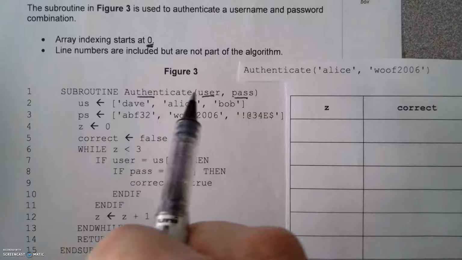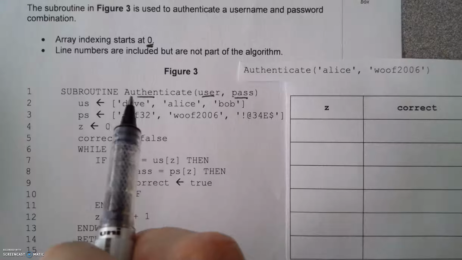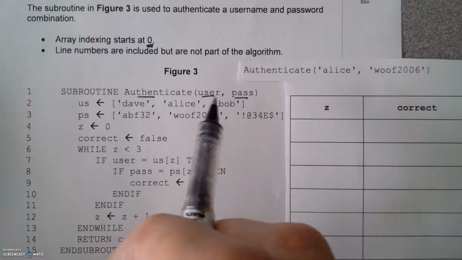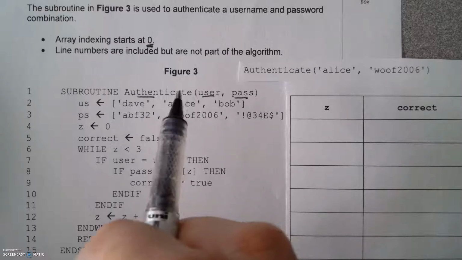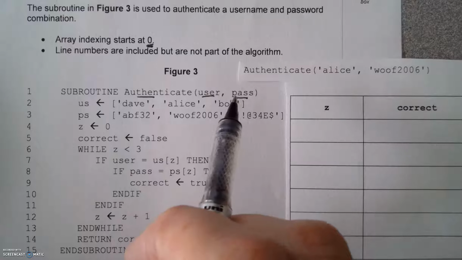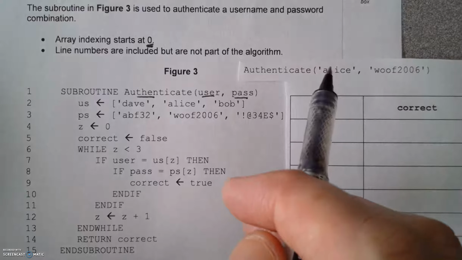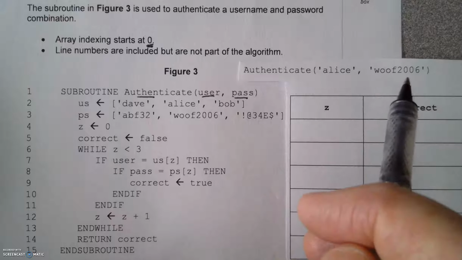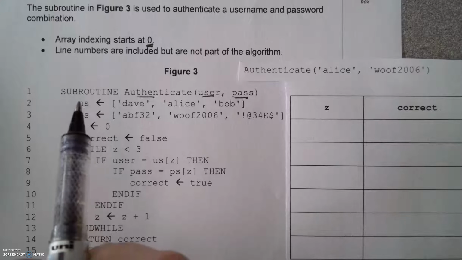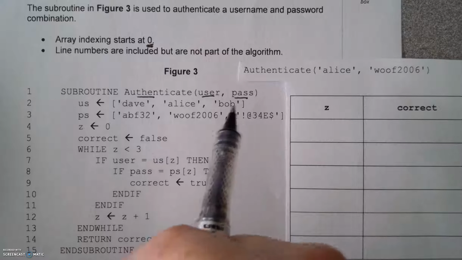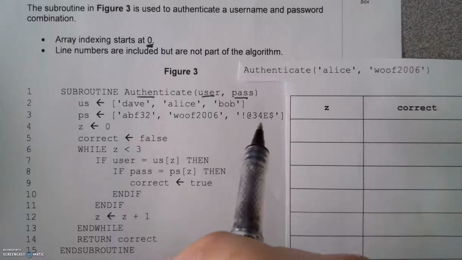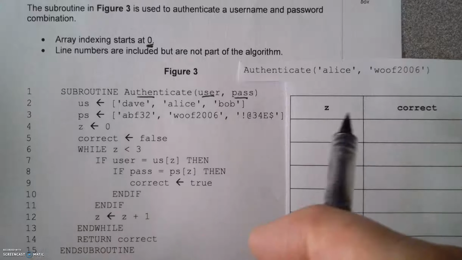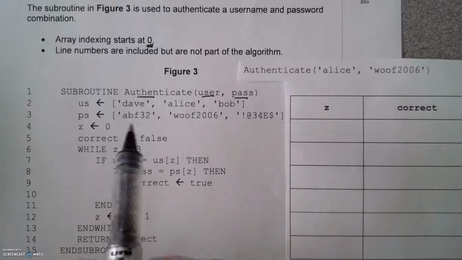This is the interface. I've explained that in previous videos. I've got the name of the subroutine there. It's called authenticate, and these are the parameters that are passed into the subroutine, user and pass. And I'm given the arguments, the actual values that have been passed in, Alice and Wolf2006. So in line 2, I've got my list, 3 elements to these arrays, and I can start here because I'm not asked to record anything about that. I can start here, z equals 0.